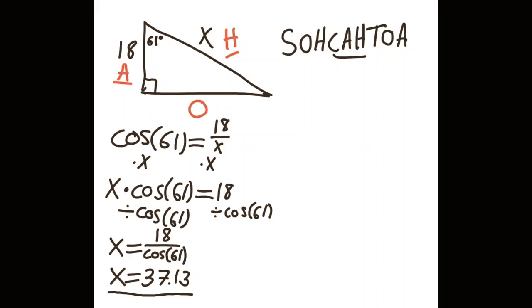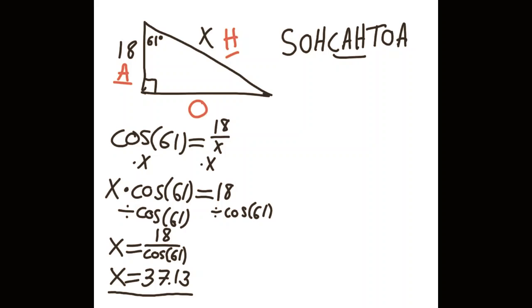So we look from the perspective of 61 and see what's across from that angle, and the blank side is our opposite. X, of course, is our hypotenuse, because that's always the same. It's across from the 90-degree angle. And then 18 is our adjacent, because it's the one that's touching 61 degrees. So we've got A and H. Looking at SOHCAHTOA, the only one that has A and H together is C, CAH for cosine. So we're using cosine in this one, so our setup is cosine of 61 equals 18 over X.